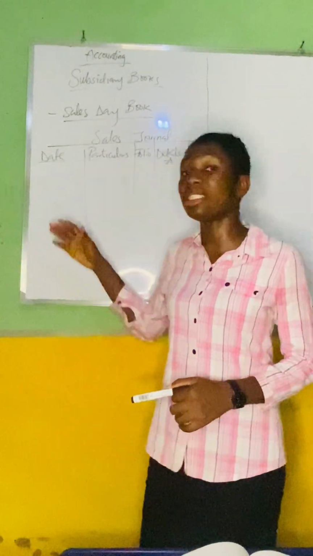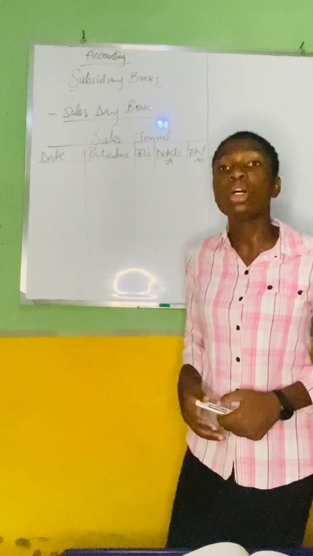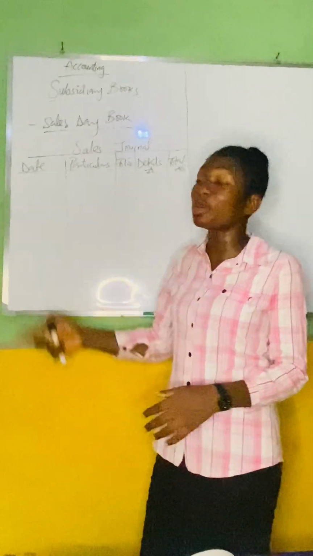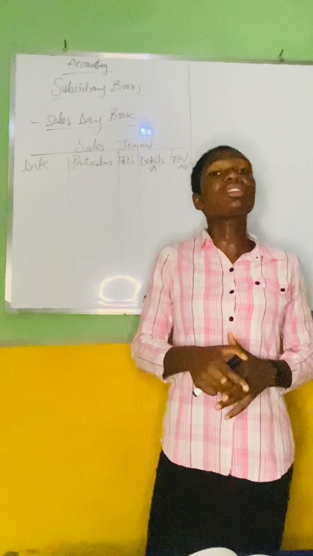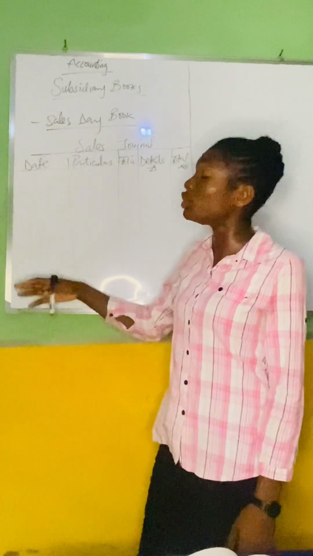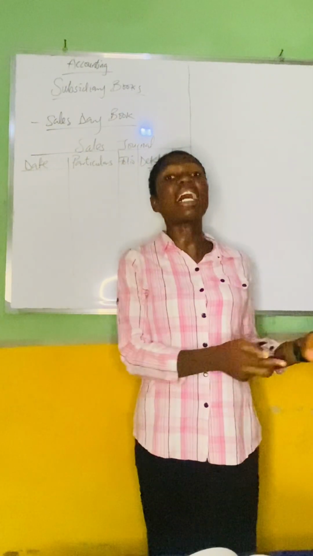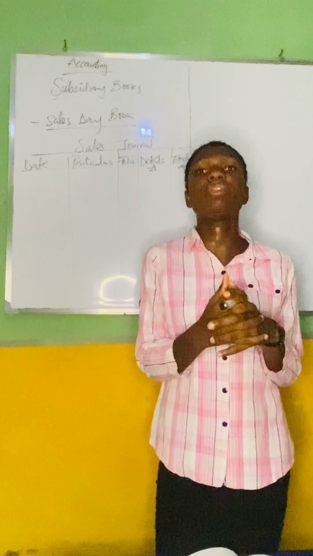Entries can be daily, but at the end of the period, which can mostly be a month, we make transfers to our ledger account. After we have prepared our sales day book, or in this case our subsidiary books, we make transfers to the ledger account. So at the end of the period, we can make transfers to our sales ledger. We're going to take a question and solve it together.